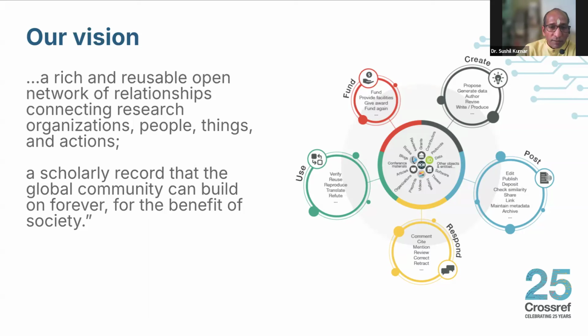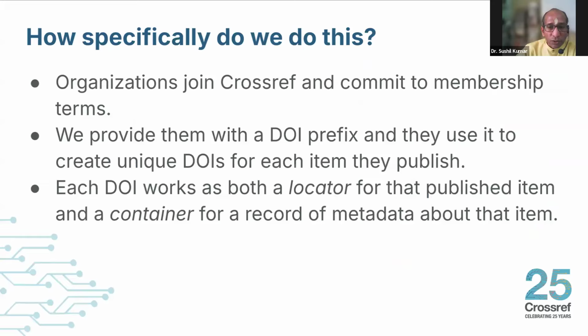But how does it work? Next slide. Organizations who publish scholarly content join Crossref and commit to membership terms. Crossref provides them with a DOI prefix, and they use this DOI prefix to create unique DOIs for each item they publish. Each DOI works as a locator for that published item. What do we mean by item? Items are research articles, research books, blogs, videos, and policies. There are so many kinds of academic content we are defining here as an item, and a container for a record of metadata for that particular item. We will talk about these things in more detail later. So, the next slide.